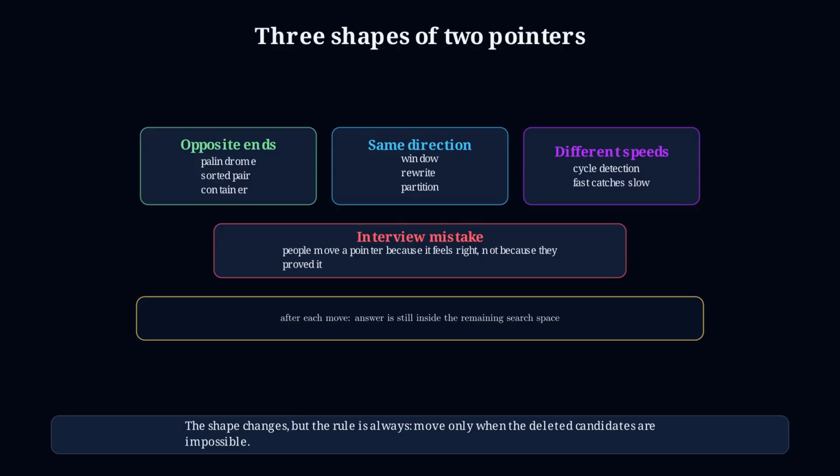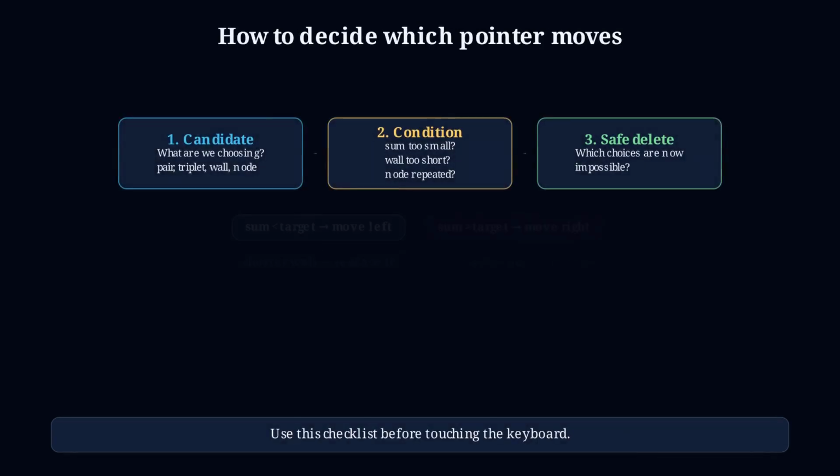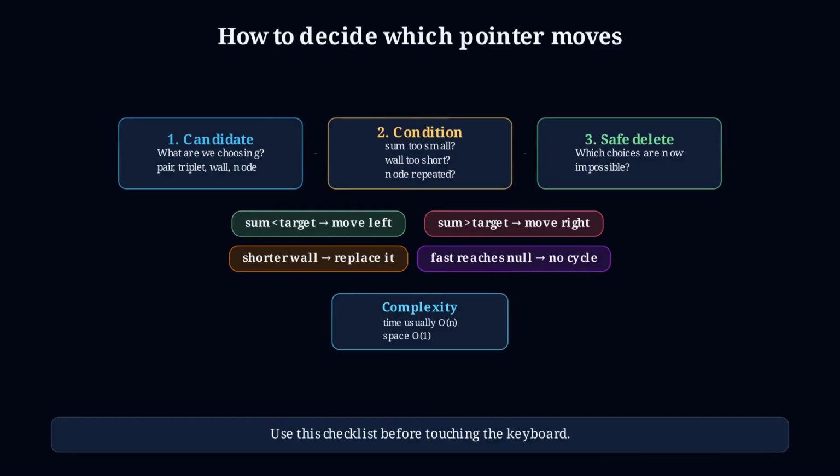The important part is not the pointers themselves. The important part is the invariant. After every move, we know we did not throw away a possible optimal answer. Before coding, ask three questions. What are the candidates? Which candidates can be deleted safely? And what condition tells me which pointer to move? If you can answer these questions, the implementation becomes much less mysterious.